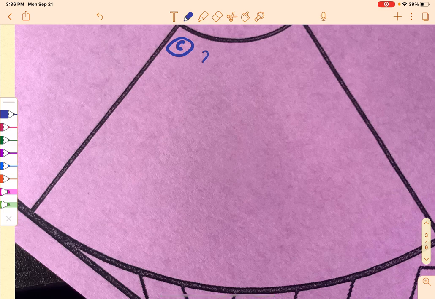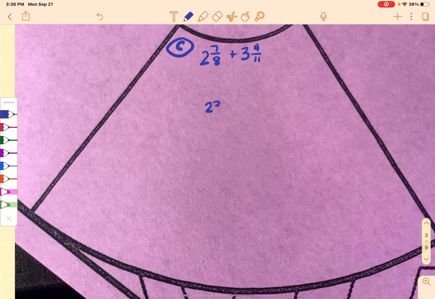Okay, so I have 2 and 7 over 8 plus 3 and 4 over 11. So the first thing I'm going to do is make my improper fractions. So 2 times 8 is 16, plus the 7 on the top will give me 23. So it's 23 over 8. If I look at the next one, 11 times 3 is 33, plus the 4 on top is going to be 37. So it's 37 over 11.